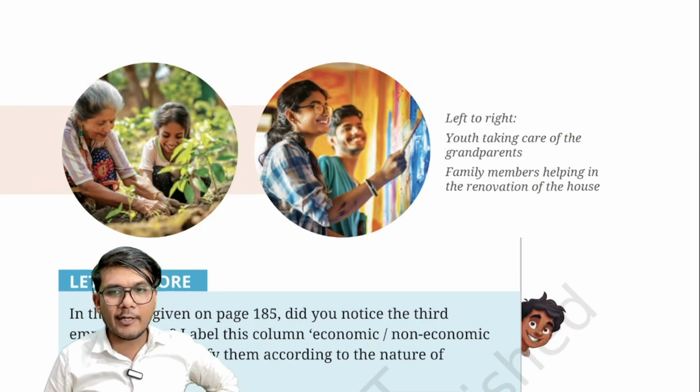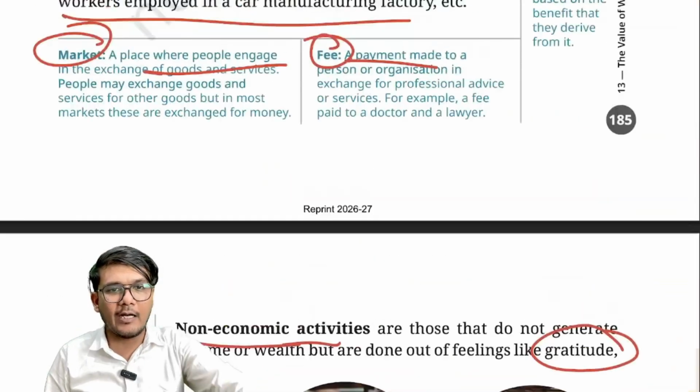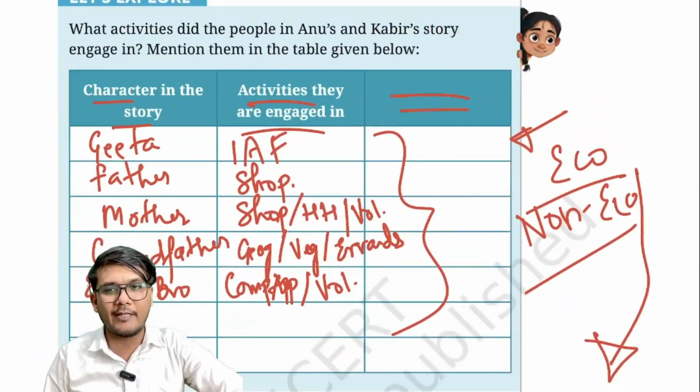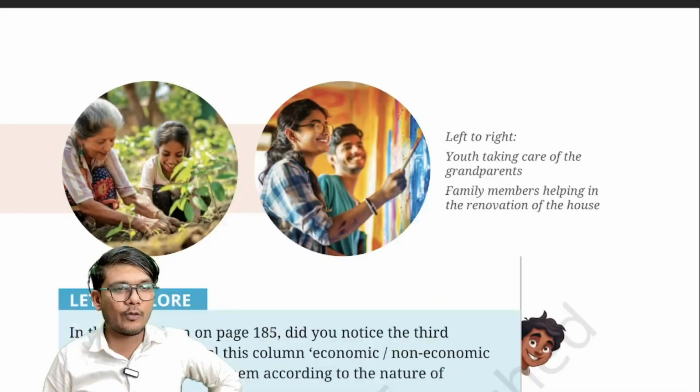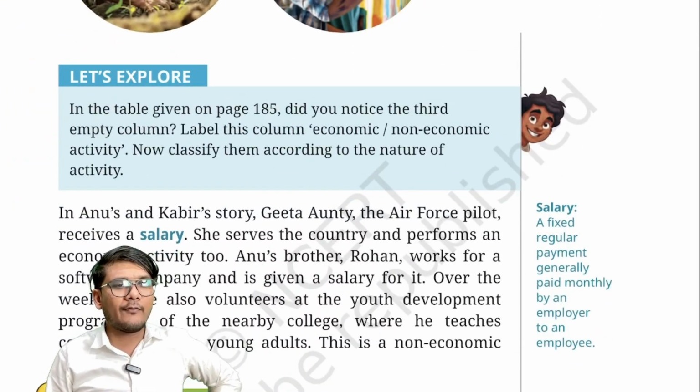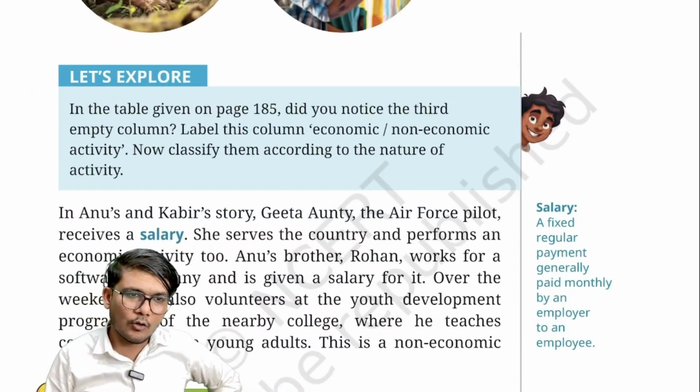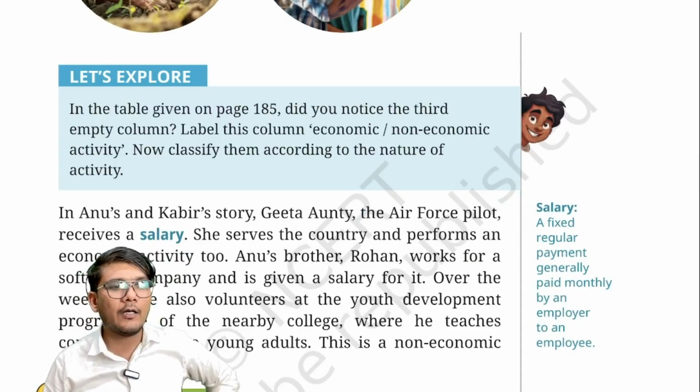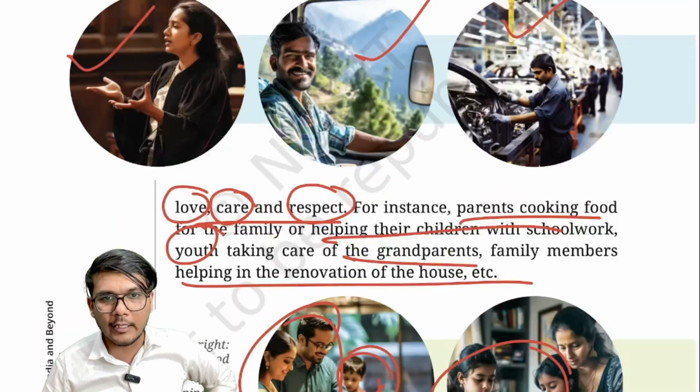Now remember, I told you that in this table one column is left empty. Now let's see what activity they are giving us over here. In the table given on page 185, did you notice that the third column is empty? Yes, we did. They are asking us to label this column economic and non-economic activities. So yes, come on, let's do that quickly.